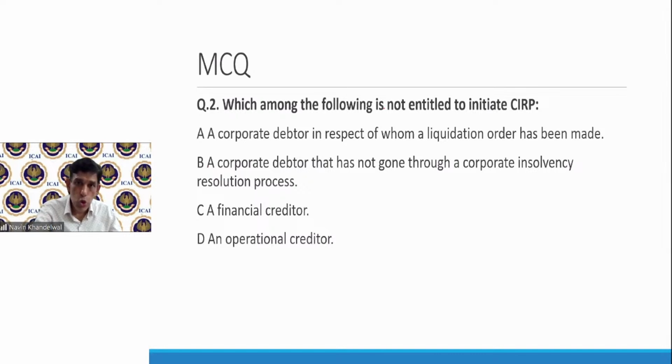Which among the following is not entitled to initiate CIRP? We have just discussed section 11. A corporate debtor in respect of whom a liquidation order has been made. It is not entitled. Corporate debtor that has not gone through, obviously, it is allowed. Financial creditor, it is allowed. Operational creditor, allowed. So, A is the correct answer.